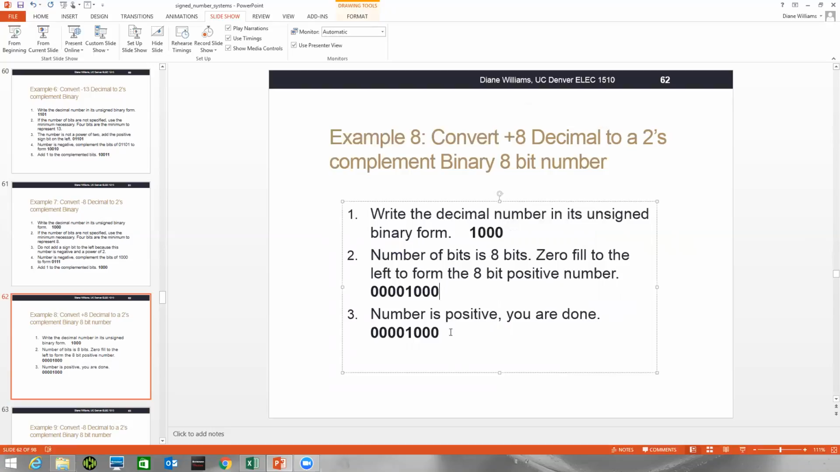Because the number is positive, we're done. We don't do anything else. Remember, we don't complement for positive numbers, only for negative numbers. So this is how we say plus 8 in 2's complement binary, but using an 8-bit representation.